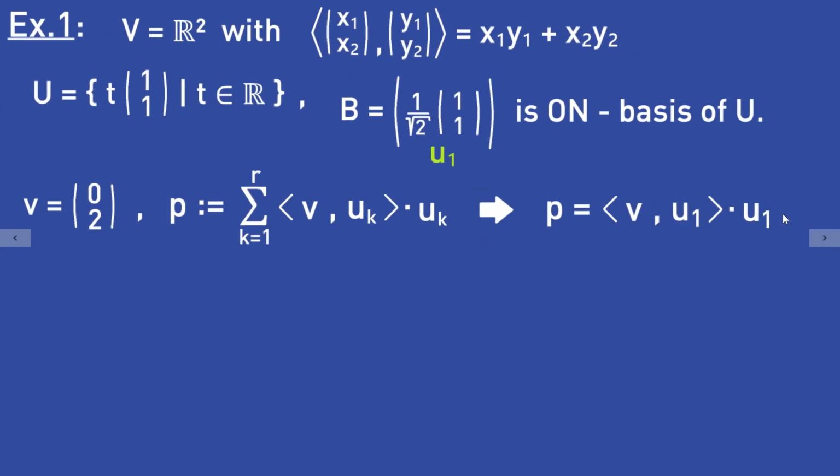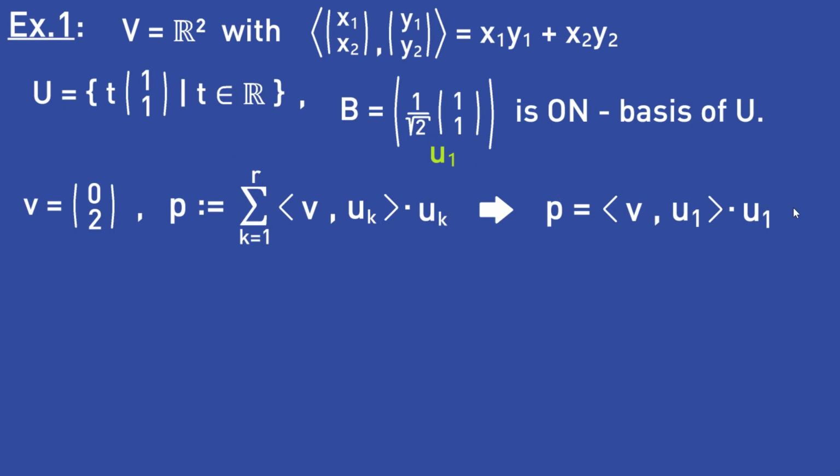Now we consider the vector small v equal to (0, 2), which is not an element of the linear subspace U. Our formula now tells us that the orthogonal projection of the vector small v onto the linear subspace U is given by the vector p equal to the scalar product of small v with the vector u1 times u1, where u1 is the vector in the orthonormal basis. This follows from the fact that r is equal to 1.